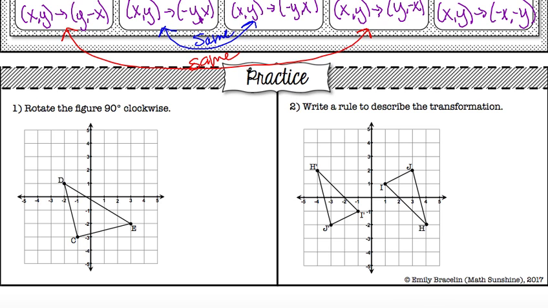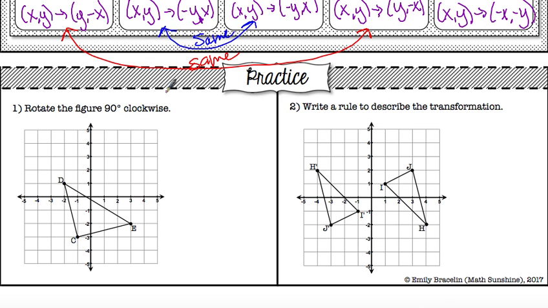Okay. We have two practice examples to look at together. This will be an excellent time for you to pause the video and try this on your own. I'm going to go ahead and answer the question. Question 1 says rotate the figure 90 degrees clockwise.